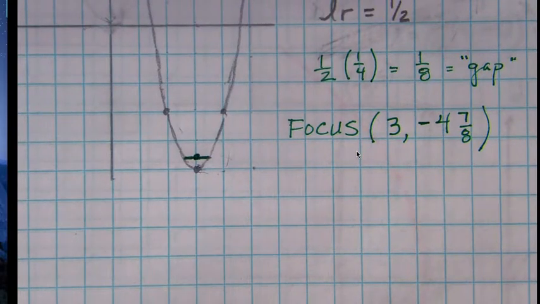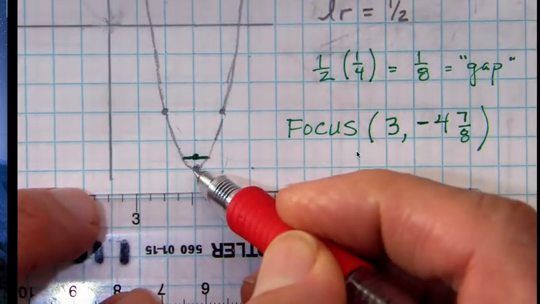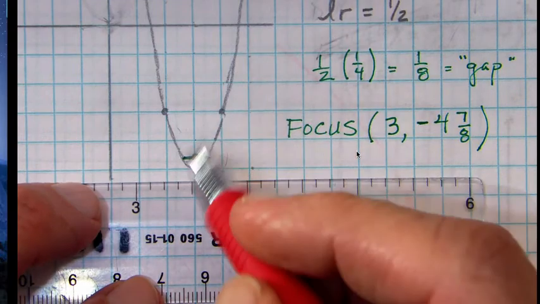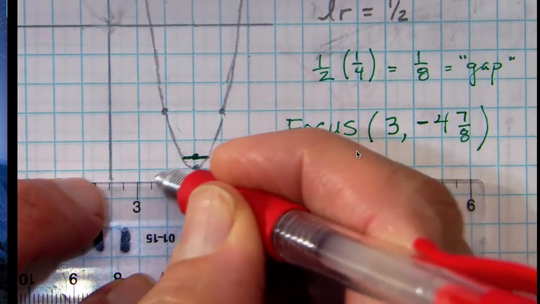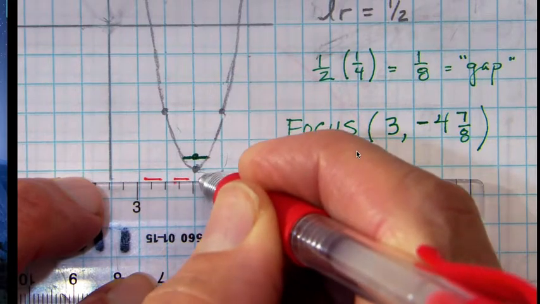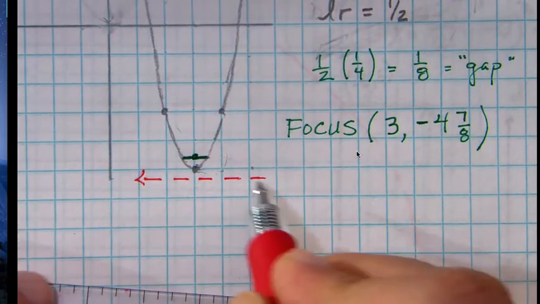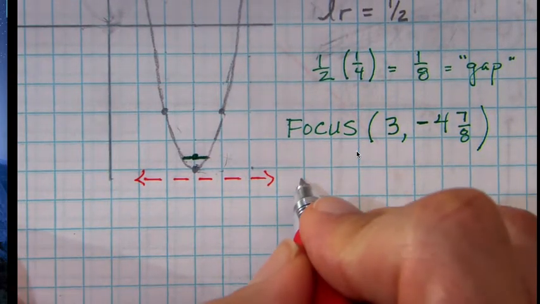The directrix, on the other hand, remember the other relationship is the vertex is right between the focus and the directrix. So if I go 1/8 up to hit the focus, I would have to go 1/8 of a unit down to get the directrix here. And so the directrix would be sitting right here, 1/8 of a unit below. And so I'm going to say directrix.